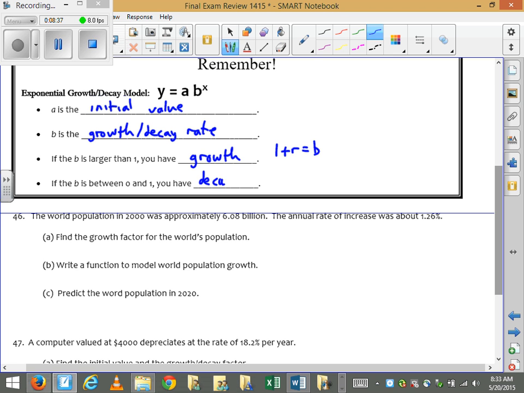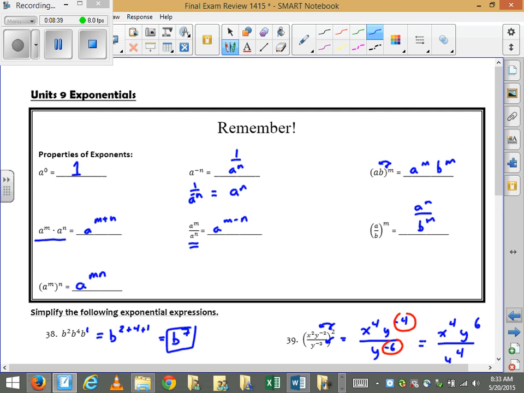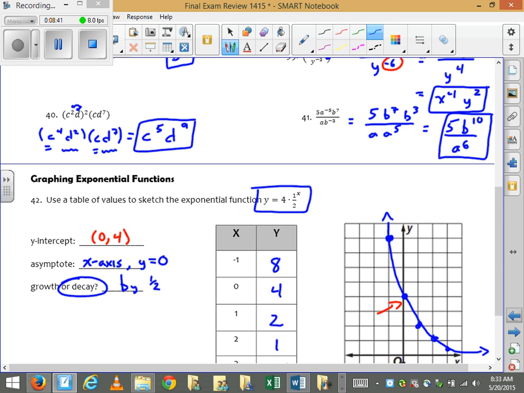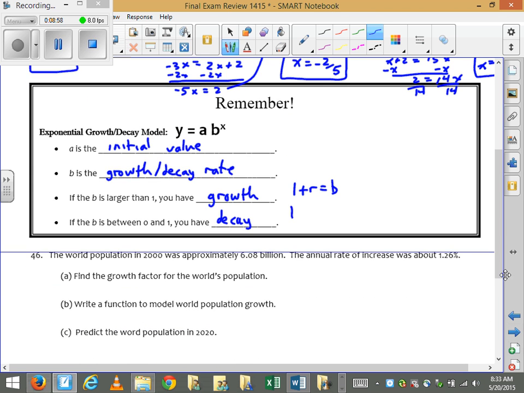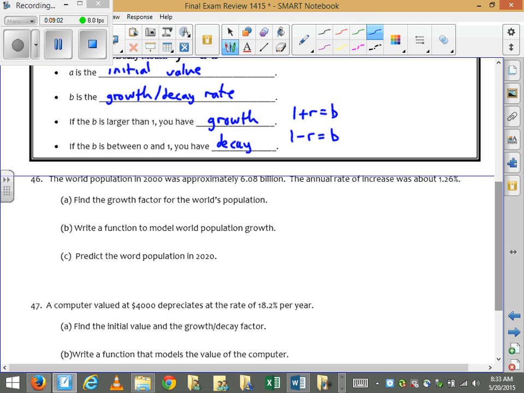This is a decay model. We actually saw that on the previous page. You see how that rate of 0.5, this is the same thing as 4 times 0.5 raised to the x. That's less than 1, so this was decay. Sure enough, that graph went down. The initial value was 4 here. All right, so we'll go back to this model. And remember, 1 minus the rate is equal to B here. So you have to do a little bit of work to get that B value.